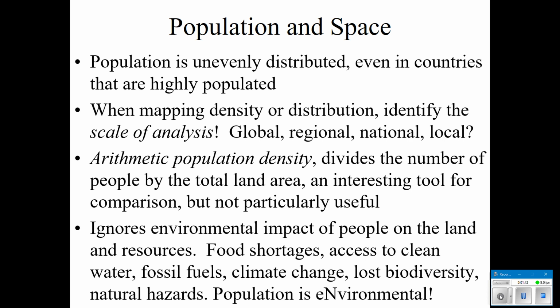So what we need to realize is that population and space are an inherently environmental consequence. When you think about your 5 themes of geography, location, place, human-environment interaction, regions, and movement, you know that population is a big part of all of these 5 themes. And don't forget, when we think ESPN, economic, social, cultural, political, and environmental, that's also important as well.